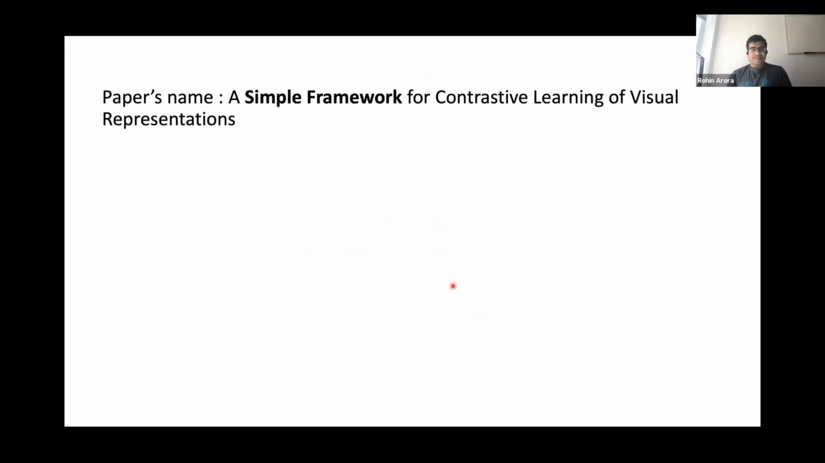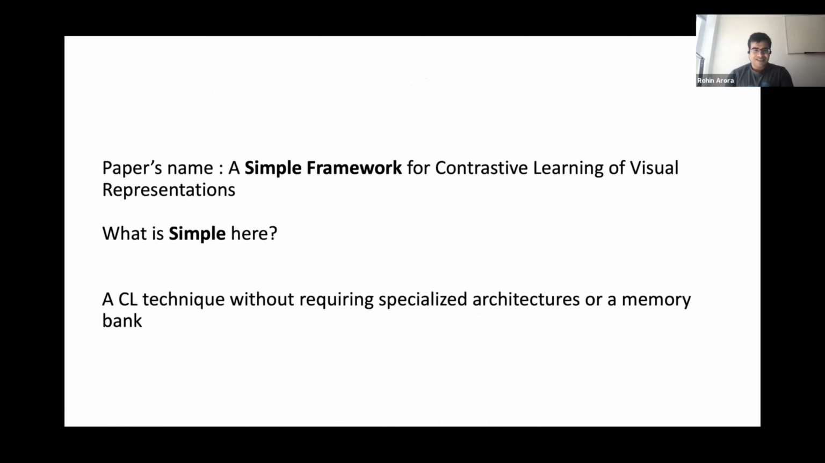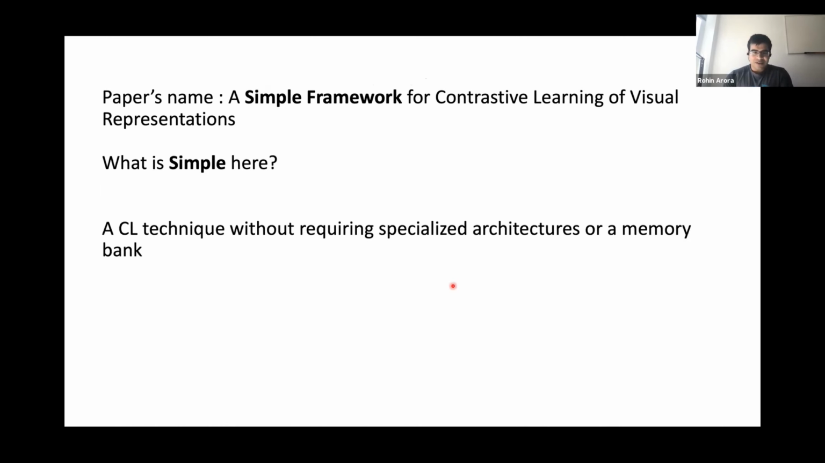So this paper's name is essentially a simple framework for contrastive learning of visual representations. So you might think, what is really simple about this? Why is it called simple? The reason it is called simple is because it uses just contrastive learning and nothing else. Previously in Sayyed's presentation, you saw it was using a memory bank. And if you read about self-supervised learning literature, you will see many use fancy architectures. This paper uses just contrastive loss and nothing else.